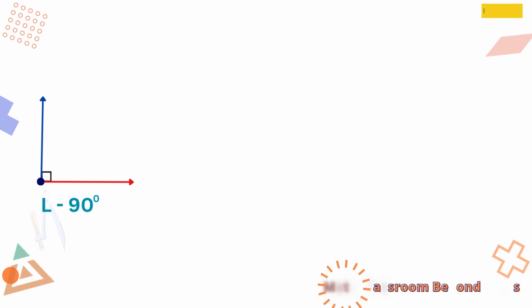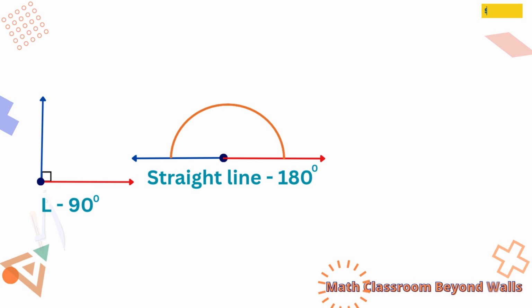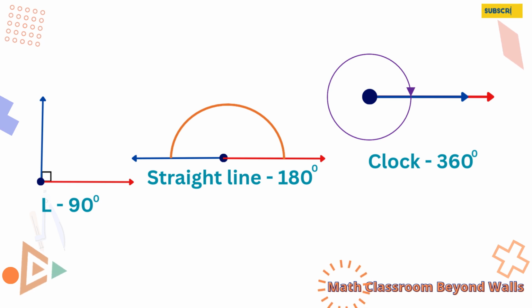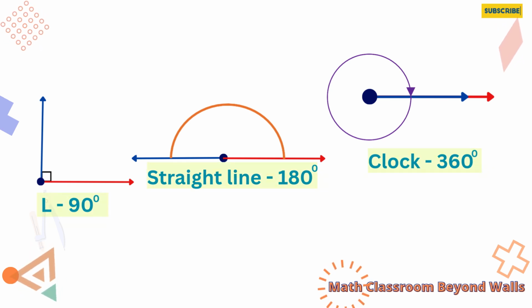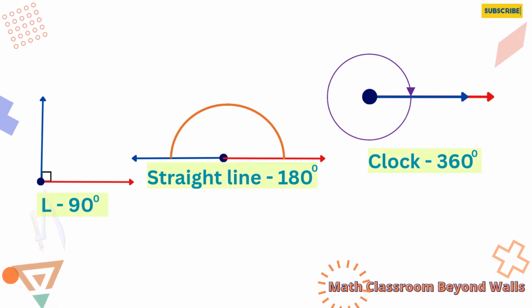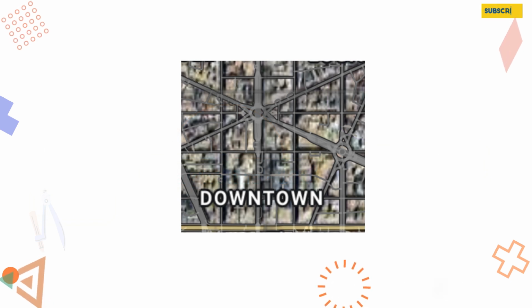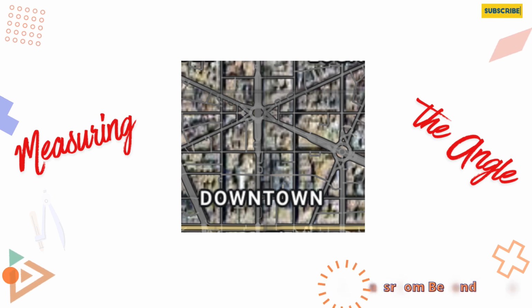There you are, learners. The letter L, or the corner of your paper, is the 90-degree angle. The straight line is the 180-degree angle, and the face of the clock, a complete turn, is the 360-degree angle. Remember these benchmarks when visualizing the sizes of the angle. Now, let us get the exact measure of some angles shown earlier using the protractor.